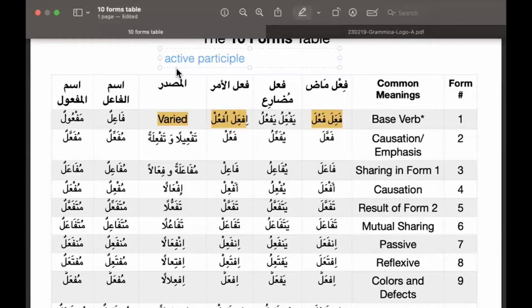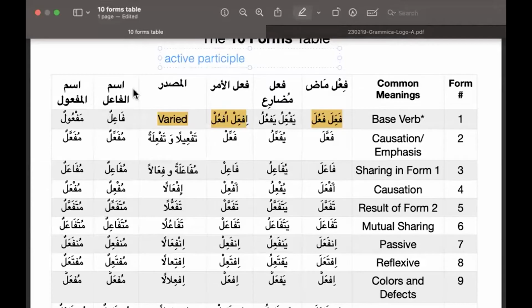And so the active participle is katib. We basically put the root kataba in the fa'il pattern. And so you have katib, okay? Katib, the writer. It's a person who does the kitaba, the writer, right? The writing is a writer.